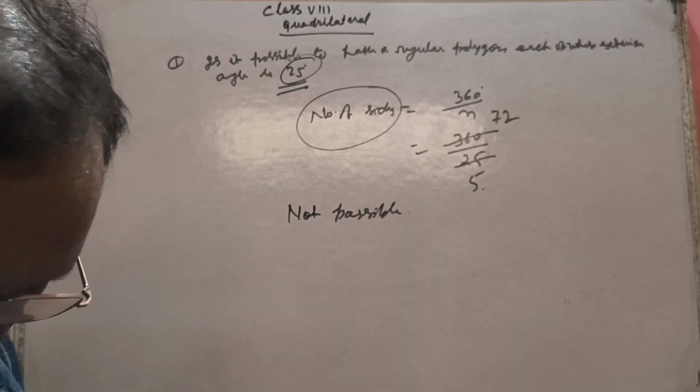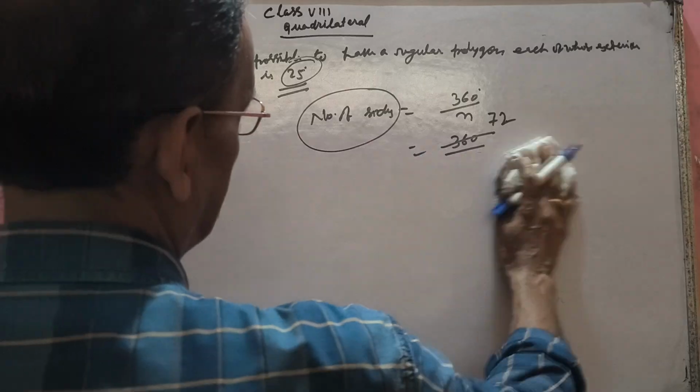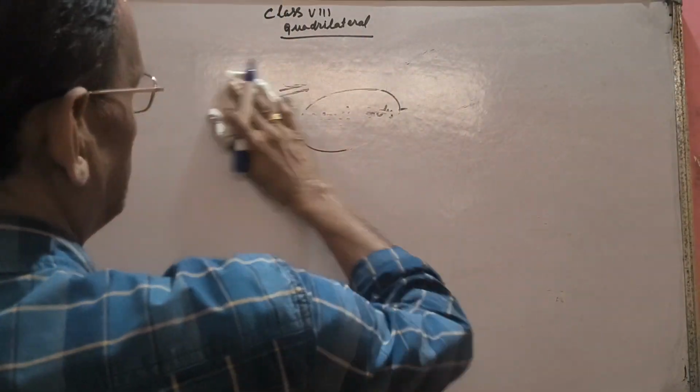These are important questions. Understood? Because the number of sides you are getting is a fraction, 72 is not divisible by 5. So it is not possible to have a regular polygon with each exterior angle 25 degrees. So this will help the concept develop. Okay?